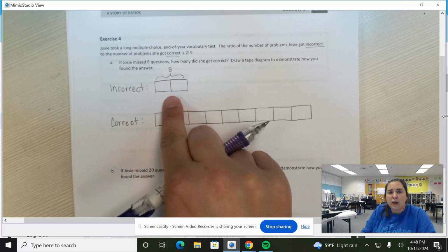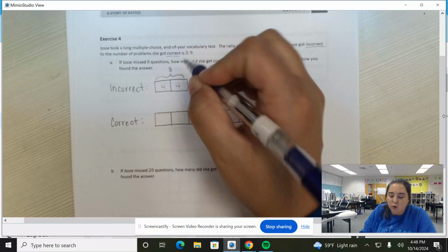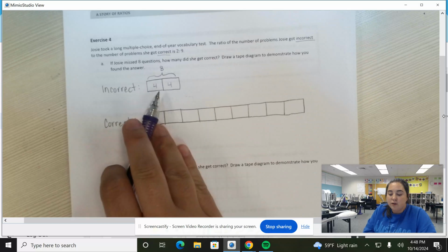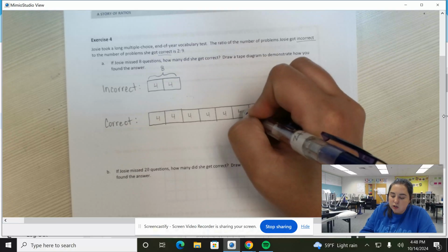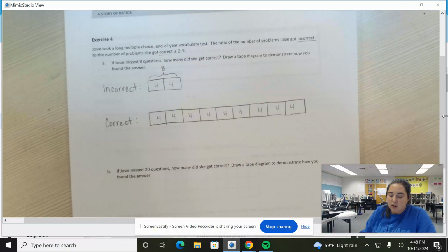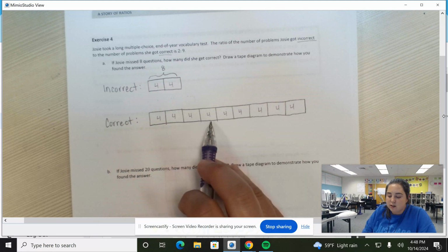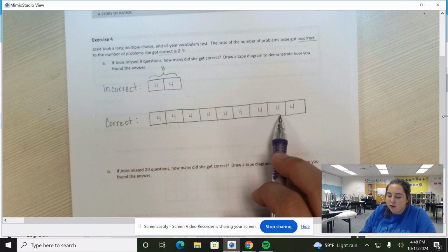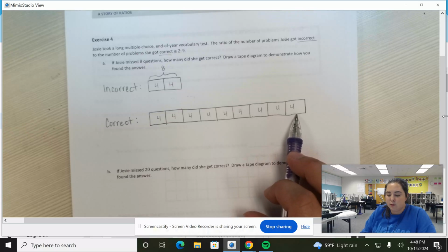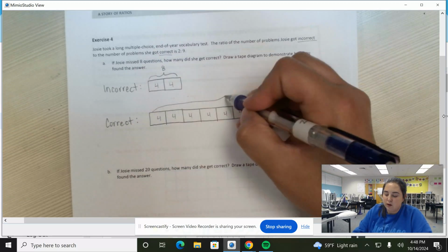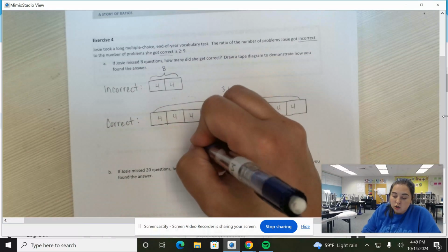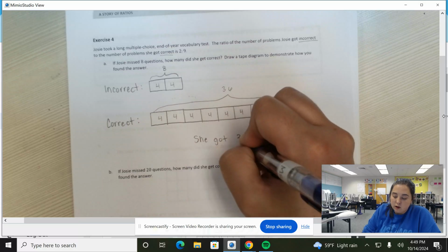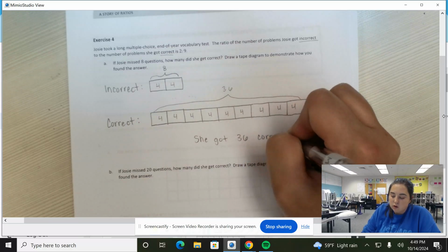All right. If 8 were incorrect, that means each of these would be 4. 4 plus 4 is 8. If these are 4, then each one of these has to be 4. So she got 8 questions wrong. She got 4, 8, 12, 16, 20, 24, 28, 32, 36. I want to make sure I did that right. 9 times 4, 36. Ooh boy, this is a big one. 36. So the question is, how many did she get correct? She got 36 correct.